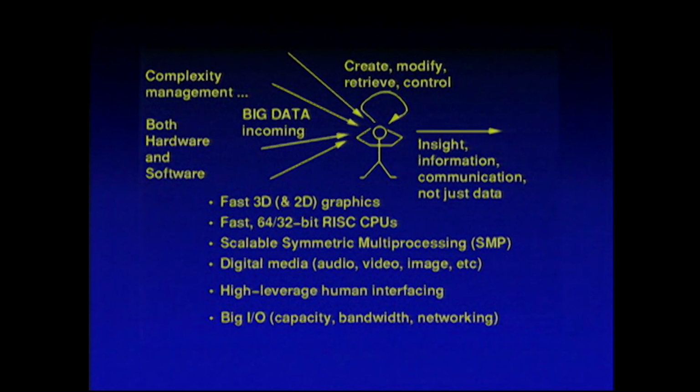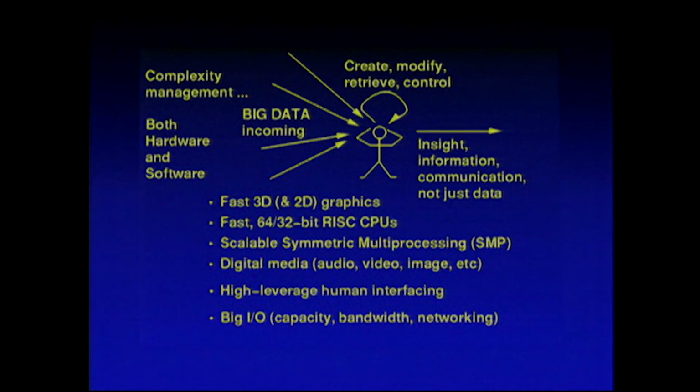What do you need to do? Well, there's 6 kinds of technology and expertise that turn out to be necessary. Of course, you need fast graphics because that's how human beings acquire information quickly. You need fast CPUs. In our case, we like CPU chips that mix 64 and 32-bit processing so they can address that huge amount of data that's now available.